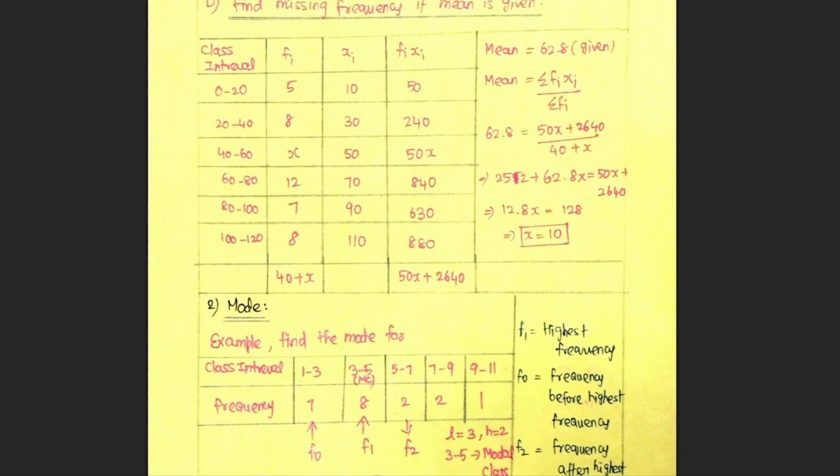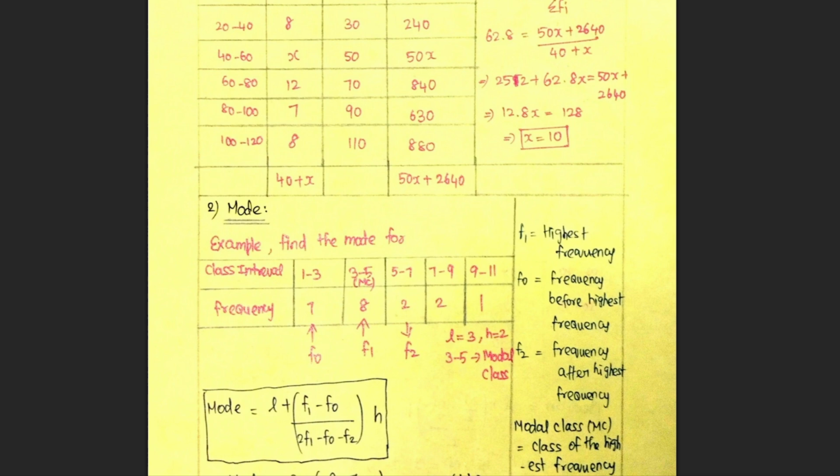Now we are going to see how to calculate the mode. The mode is probably the easiest one. You have to find the largest frequency. Just by seeing this, you know that 8 is the largest frequency. The class corresponding to the largest frequency is the modal class. Modal class is 3 to 5. The lower limit you call L, which is 3. And the difference between the upper limit and the lower limit gives you the class size. 5 minus 3, H. So you call the class size H. L is the lower limit, L is 3, H is 2.